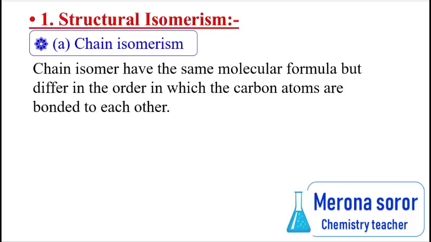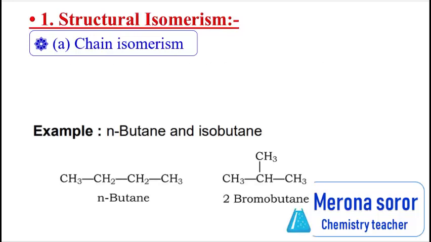The first type of structural isomerism is chain isomerism. Chain isomers have the same molecular formula but differ in the order in which the carbon atoms are bonded to each other. Example: n-butane and isobutane. In front of you, 2 molecules. The first one contains 4 carbon atoms. The second one contains the same number of carbon atoms, but the bonding or the arrangement of the carbon atoms is different.